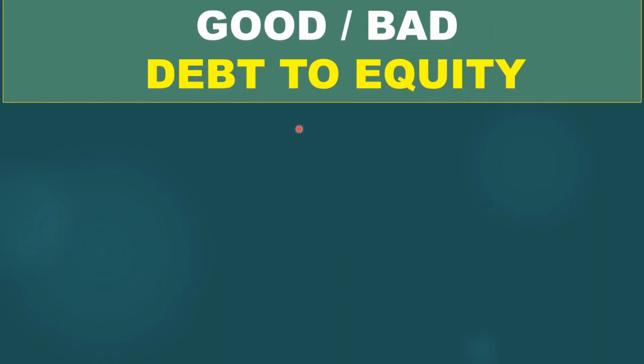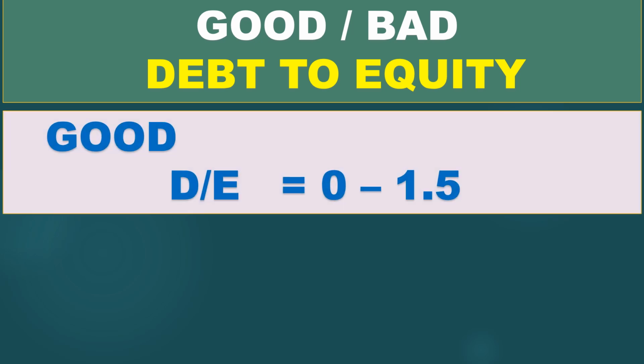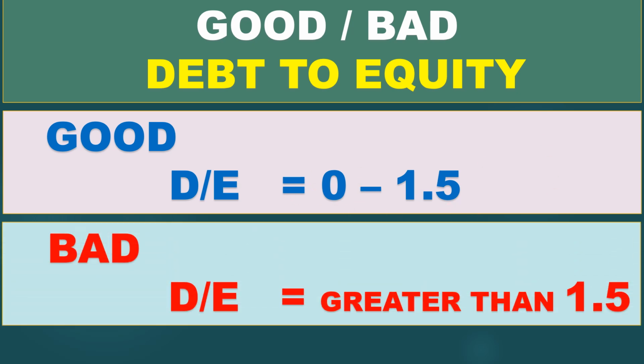Okay, based on the above, we can decide now what is good and bad debt to equity. So for a good company, debt to equity may be in the range 0 to 1.5. For a bad company which is not doing good, debt to equity ratio is greater than 1.5, that is 1.7, 1.8. It is financially not healthy, it is a risky company.